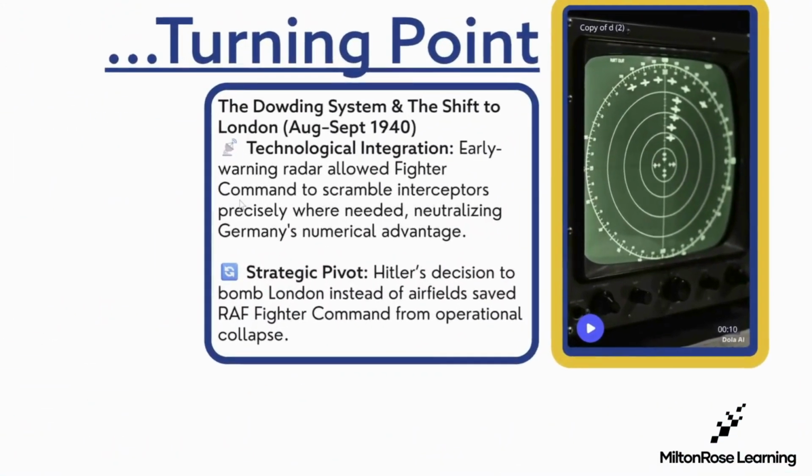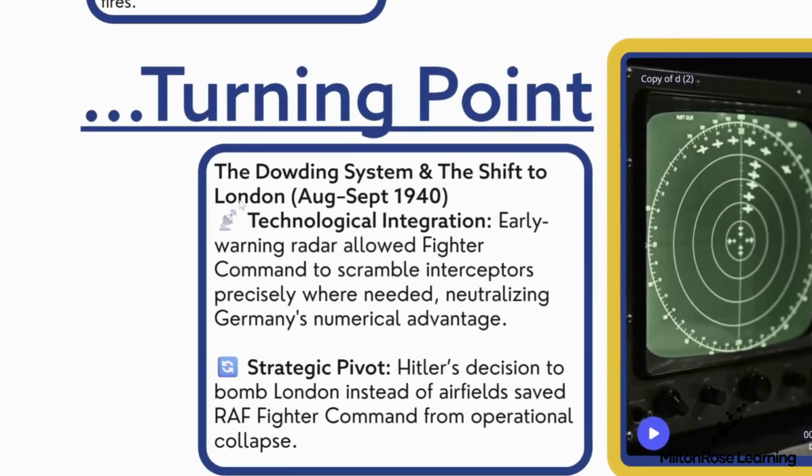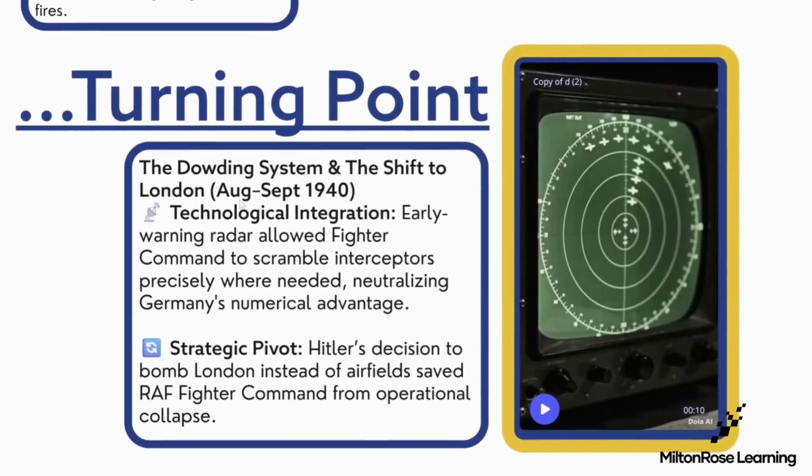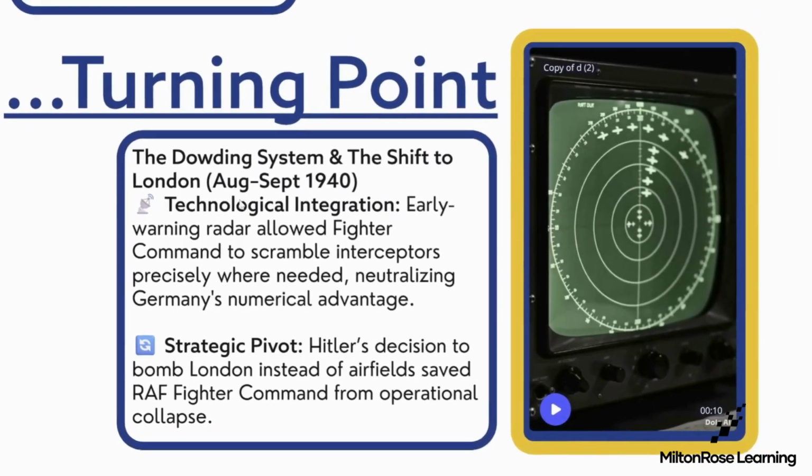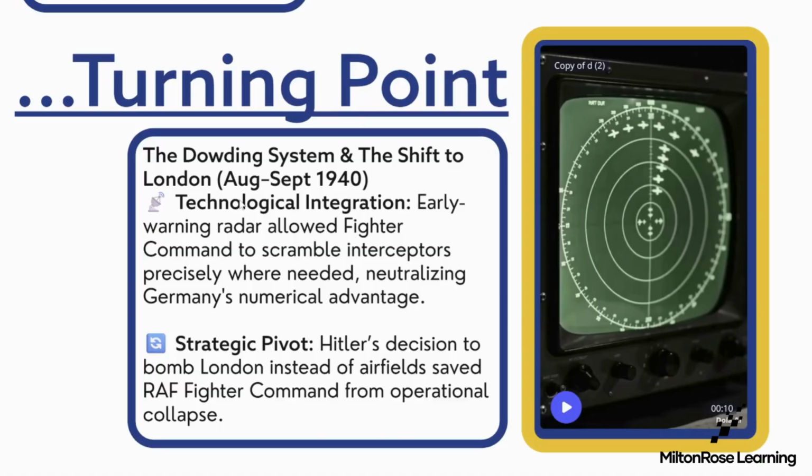Now, as we know, those are the key events in this period of the war, but obviously turning points are very important for us history students. So do I think it was the turning point during this? Well, I think the development of the Dowding System and the shift towards London was a major strategic error on Hitler's part. So, technological integration.